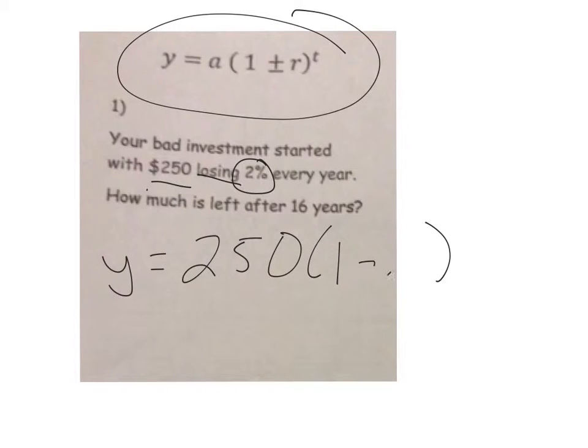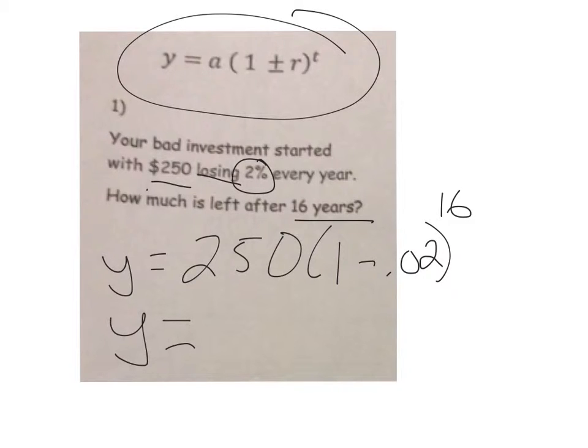2%, 0.02. Make sure you put 0.02. If you didn't, it's going to throw off your answer. And how much does he have left after 16 years? So to the 16th power. There's what you should have set up.